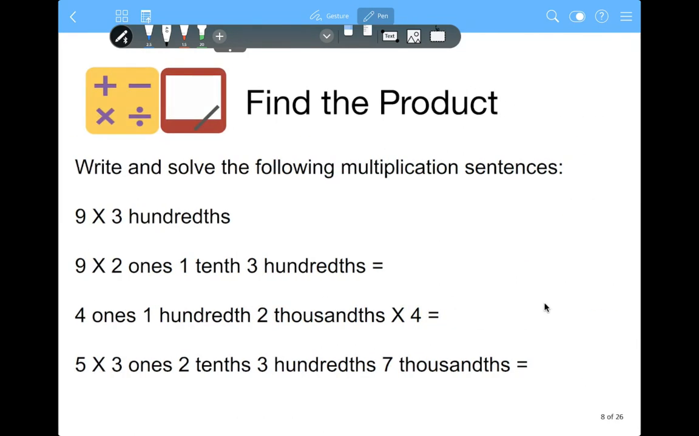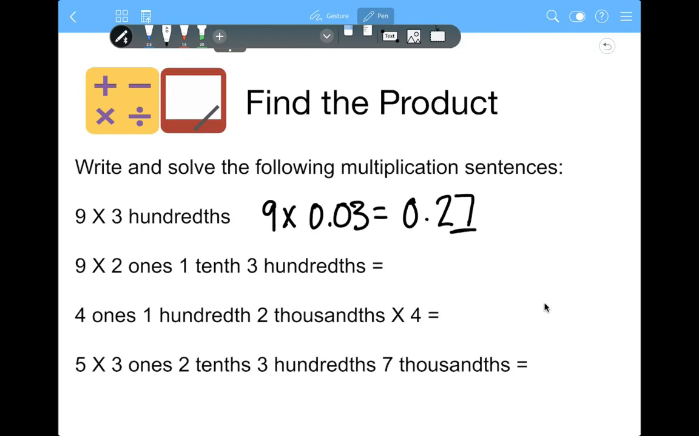Okay. Go ahead and pause to find the product on these 4 problems, and then unpause and we'll go over them together. Okay, the first one, we're going to write the multiplication sentences. So we're going 9 times 3 hundredths. We got that 3 in the hundredths place. So 9 times 3 hundredths would be 27 hundredths. And I'm going to write that as 0.27. Notice the 7 is in the hundredths place because we're multiplying by hundredths.